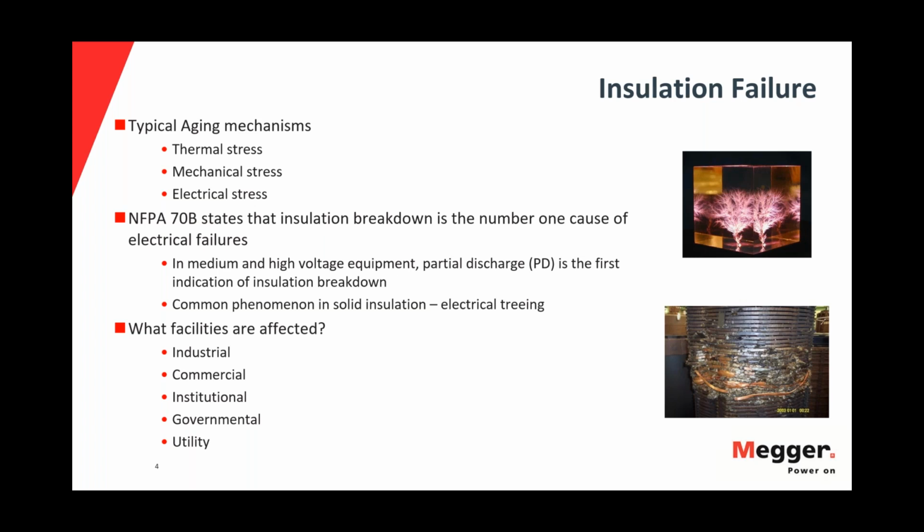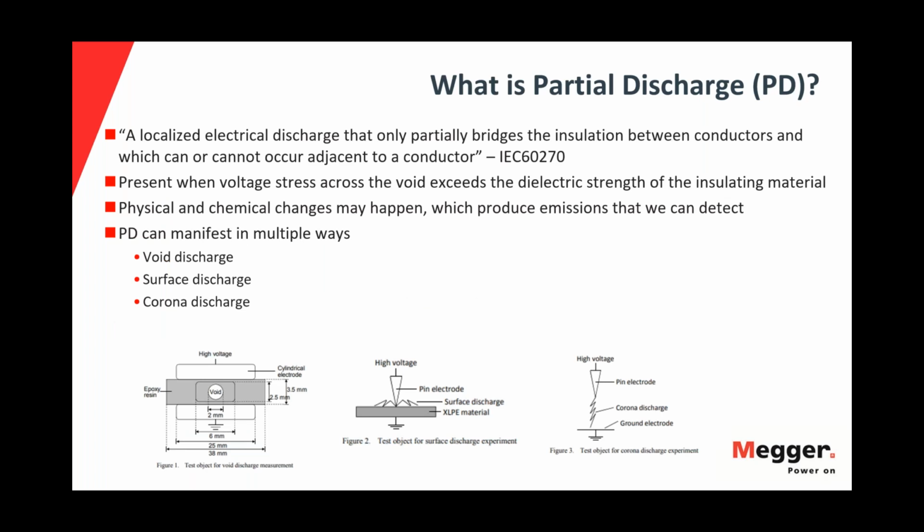What facilities affected? Basically, industrial facilities, commercial, institutional, government, and any utility, they are very affected with that. So let us define what is PD. Basically, IEC 60270 standard, it's a horizontal standard, defines the method of partial discharge testing for all high voltage objects. It states that PD is a localized electrical discharge that only partially bridges the insulation between conductors and which can or cannot occur in adjacent to a conductor.